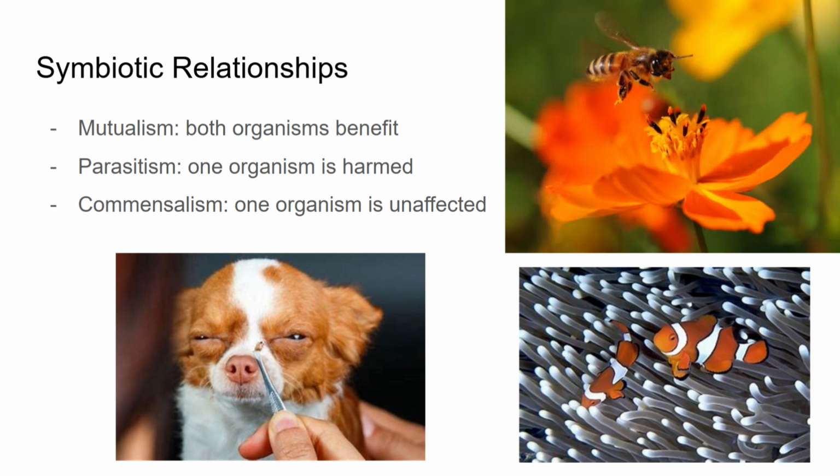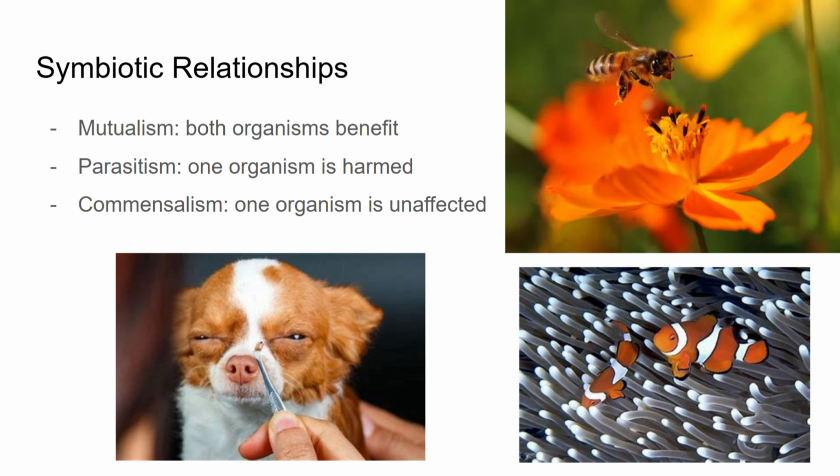So there are three main categories of symbiotic relationships. The first one is mutualism. This is when both of the two organisms benefit from each other. As you can see here, pollination is a good example of mutualism, since the bees get nectar from the flower and the flower is pollinated by the bee so it can reproduce.